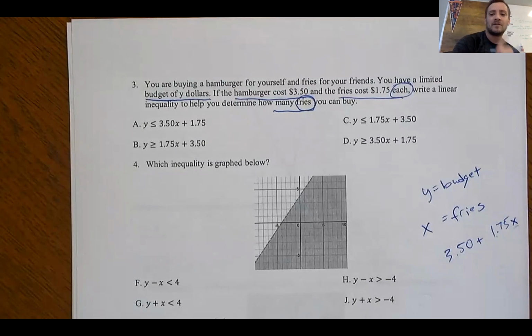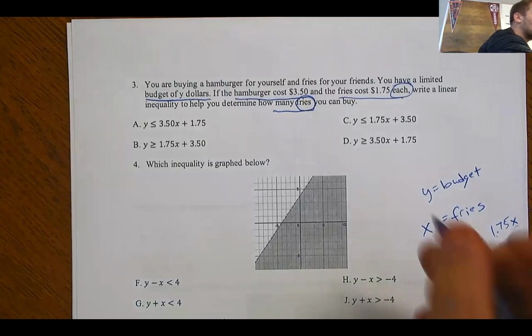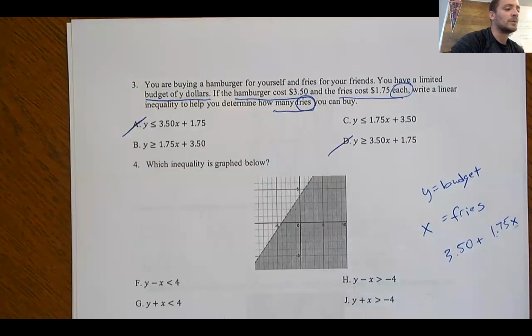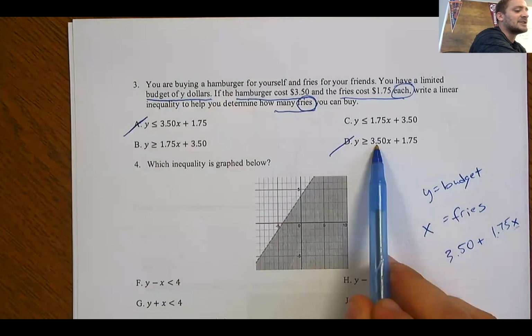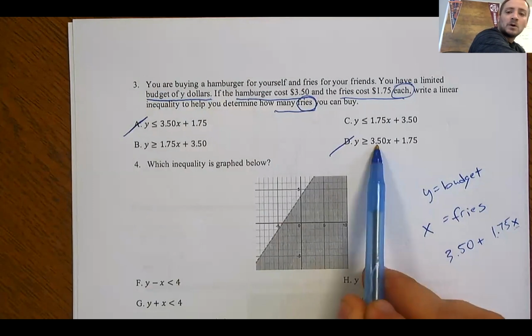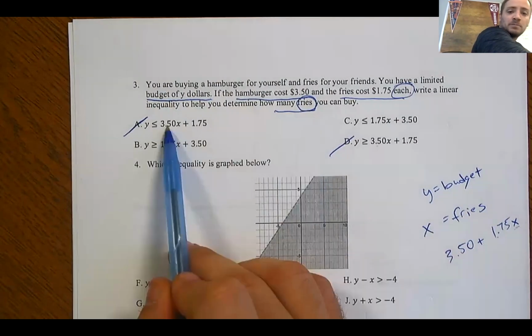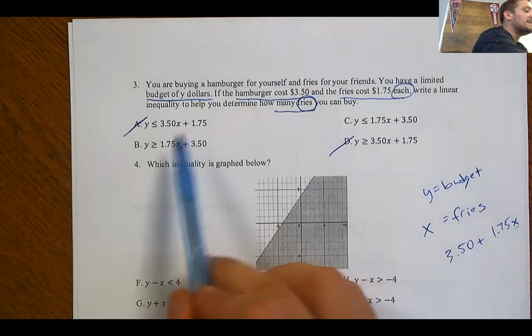So automatically, looking at your answer choices, we should be able to get rid of D and A. The reason we can get rid of D and A: look at where X is. X is attached to the $3.50. We're not buying multiple burgers. We're buying multiple fries. So now we get it down to B and C.